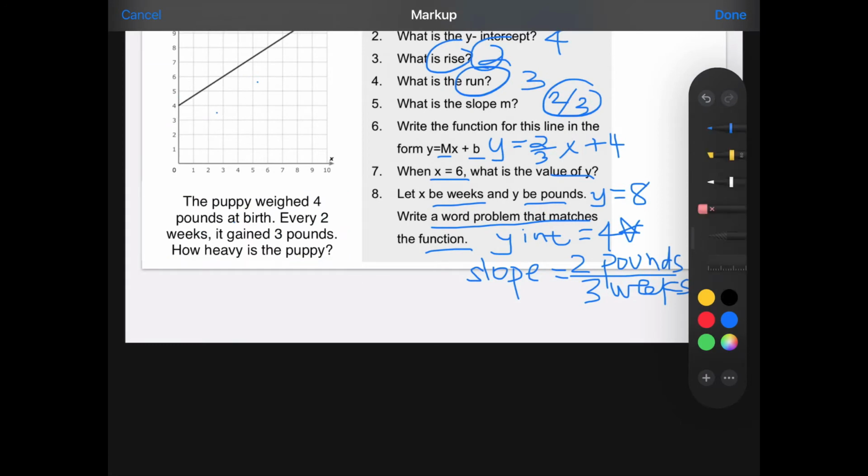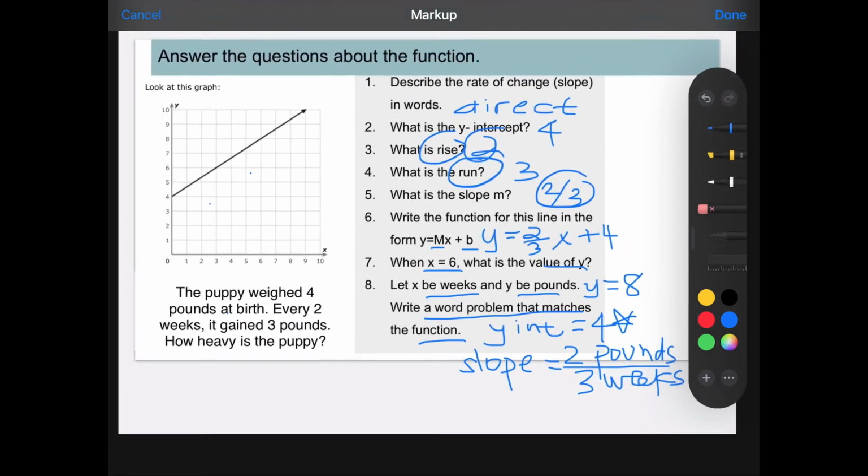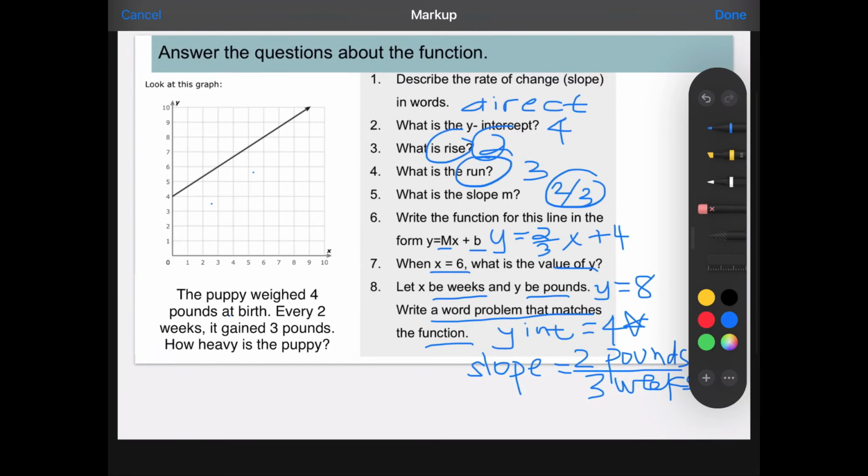So the word problem that I wrote was about a puppy, and the puppy weighs 4 pounds at birth. That's the y-intercept. Every 2 weeks it gained 3 pounds, because 2 weeks is the rise, 3 pounds is the run. So it changes at a rate of 2 weeks and 3 pounds. How heavy is the puppy?